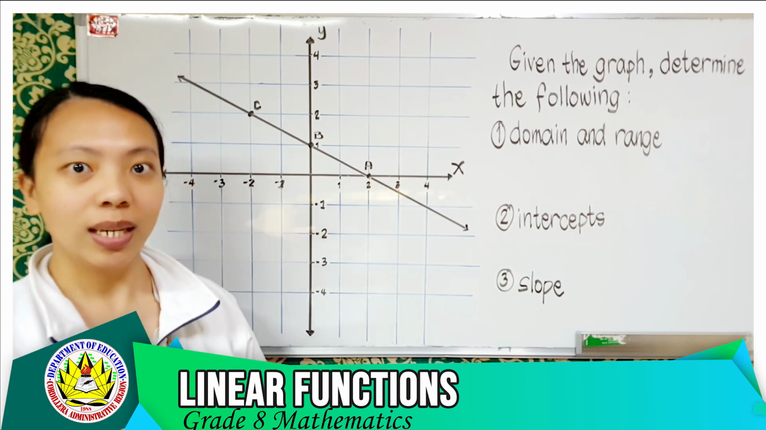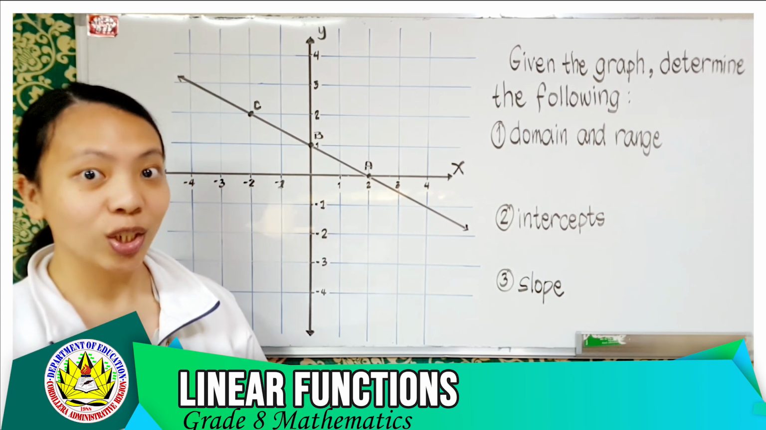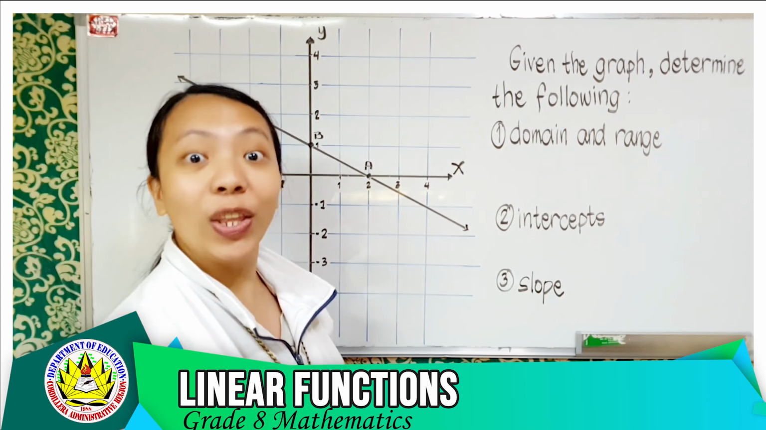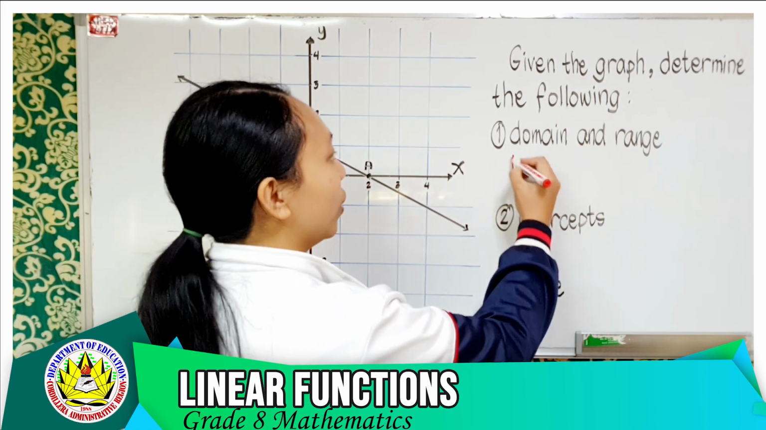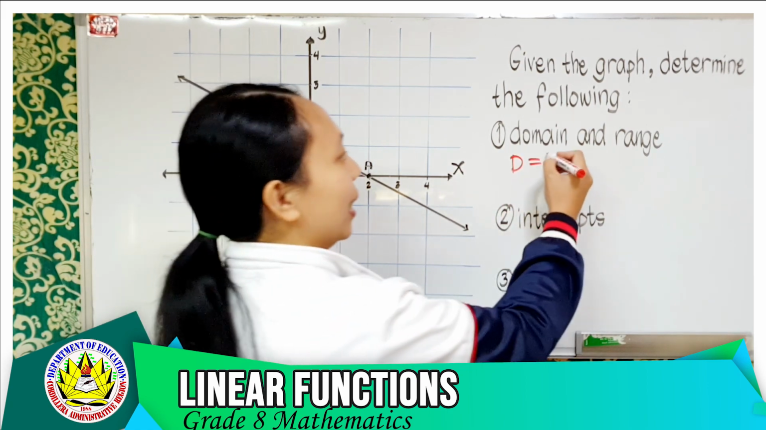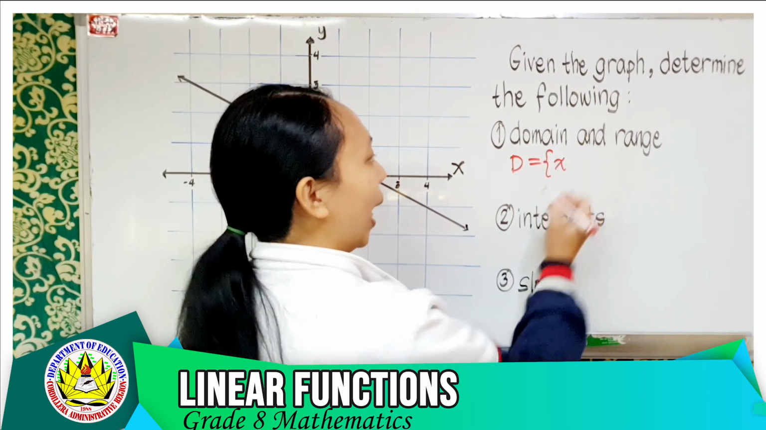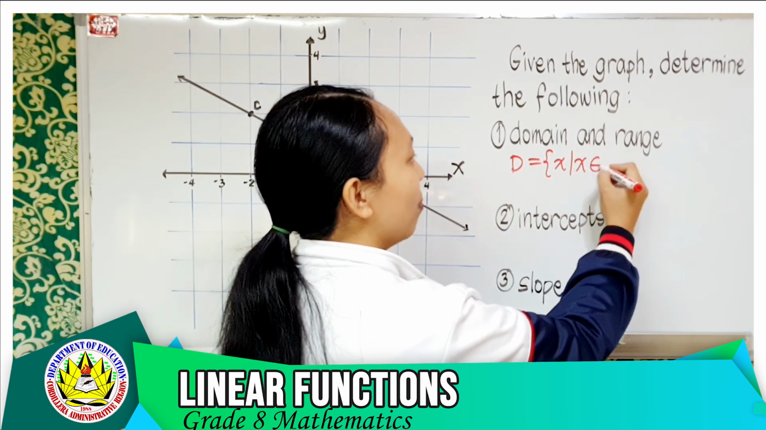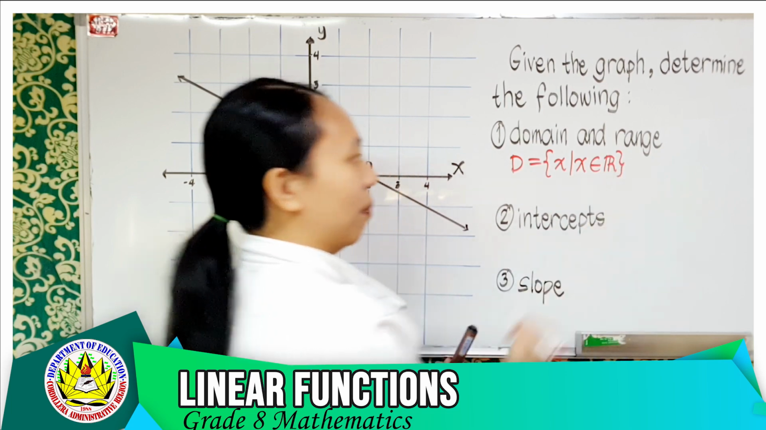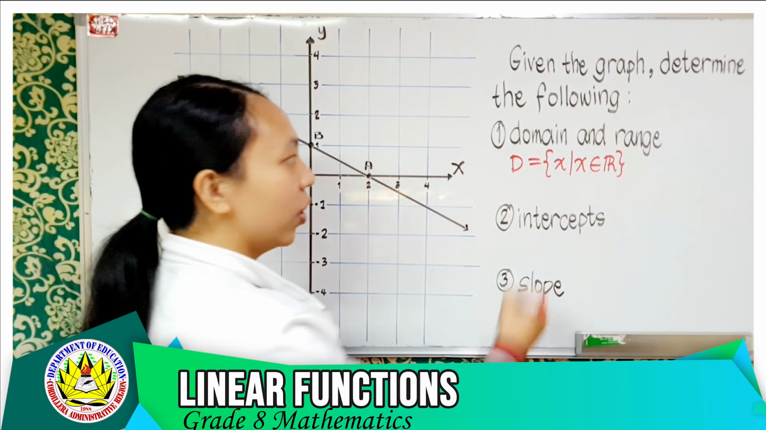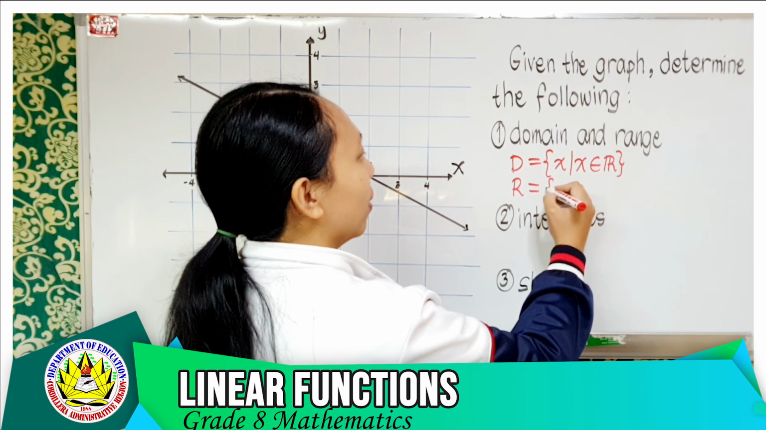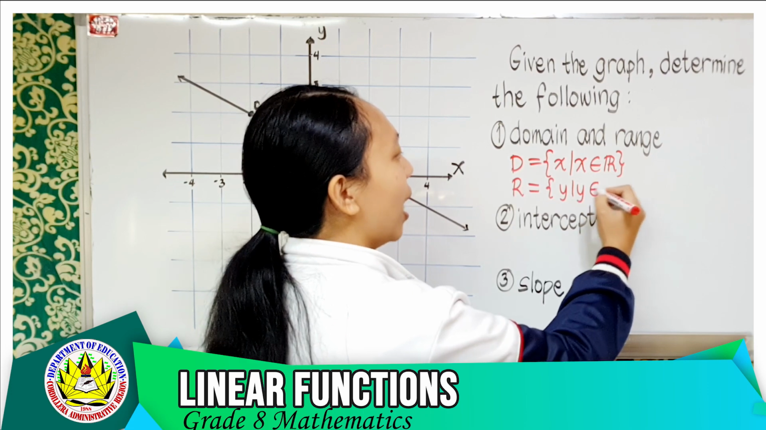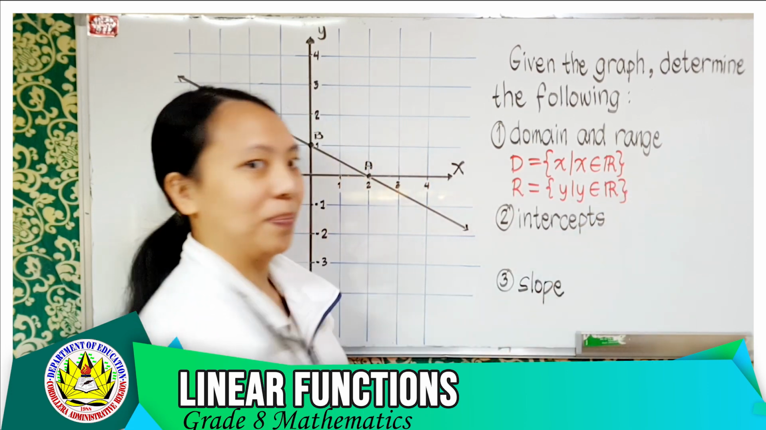By definition, the domain and the range of any linear function are real numbers. Therefore, the domain of the given graph is the set of all x such that x is an element of the real number system. Its range, on the other hand, is the set of all y such that y is an element of the real number system.